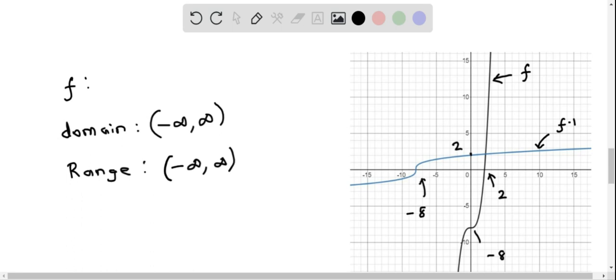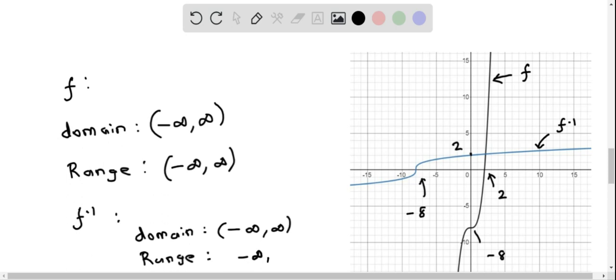And similarly, if you look at the graph of f inverse, the domain is once again all real numbers. So therefore the domain in interval notation we can represent as -infinity to +infinity. And similarly, the range is also all y values, going from -infinity to +infinity. So this is also -infinity to +infinity. So here we have answered all three parts of this question.